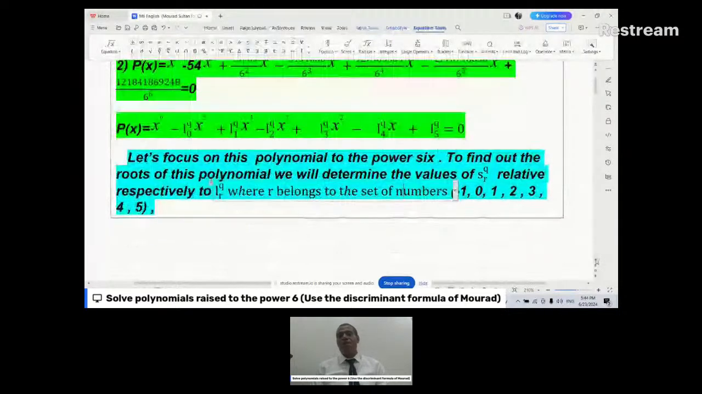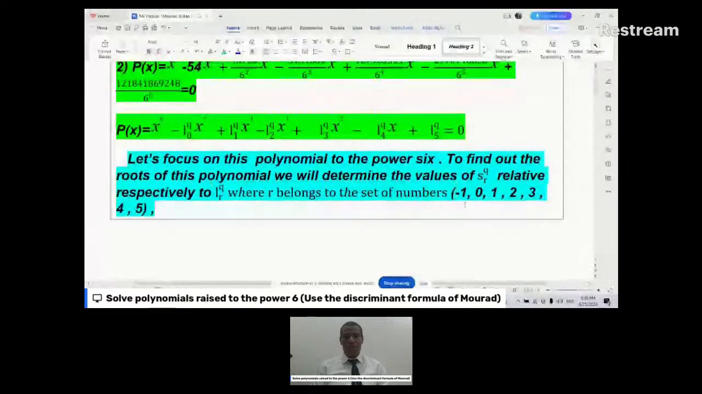Let's focus on this polynomial, learners. This polynomial has a highest power which is 6. So to find the roots of this polynomial, we should determine the values of SR of order Q relative respectively to LR of order Q, where R here belongs to the set of numbers 0 or minus 1, 0, 1, 2, 3, 4, and 5.